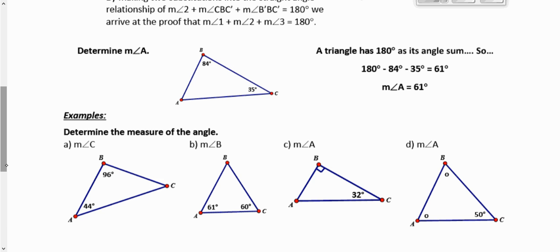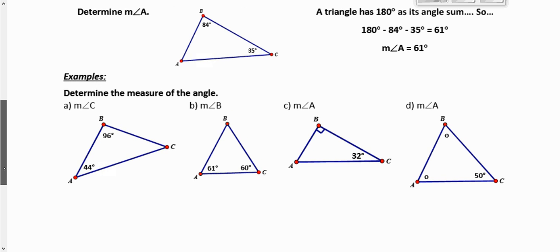So here's an example. So we got this triangle, determine the measure of angle A. There's two of the angles. We've done this before. How do you find that missing angle? Subtract the two you're given from what the total is, 180, and you get 61 degrees. Simple as that, okay? Everybody with me on that?